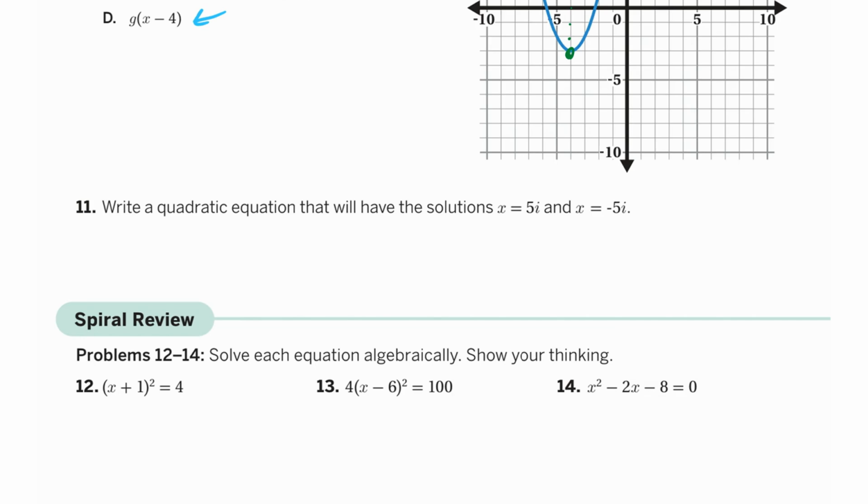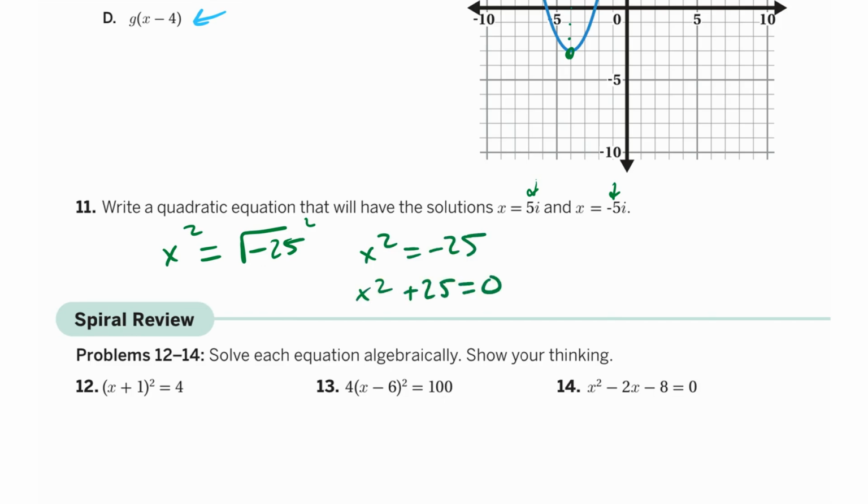To start off, to write the quadratic equation, I know that I need to take the square root of a negative number. So I'm going to have x equals the square root of a negative number. And since I'm taking the square root, I know it'll be 5 times 5, which is 25 here. Then I square both sides, and I get x squared is equal to negative 25, or I could even say x squared plus 25 is equal to 0. So those are equations that would give me solutions of 5i and negative 5i.